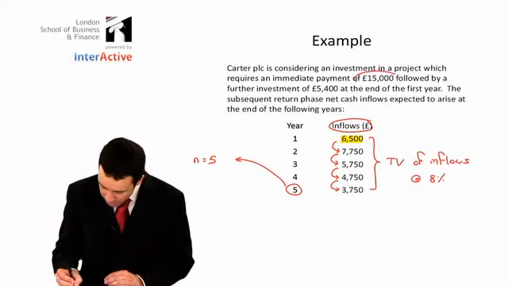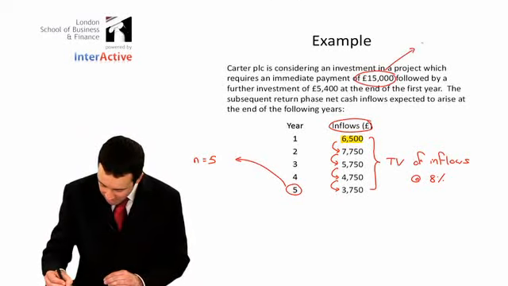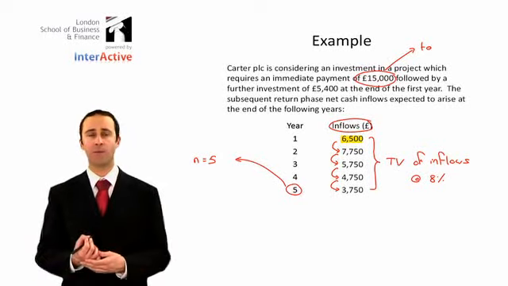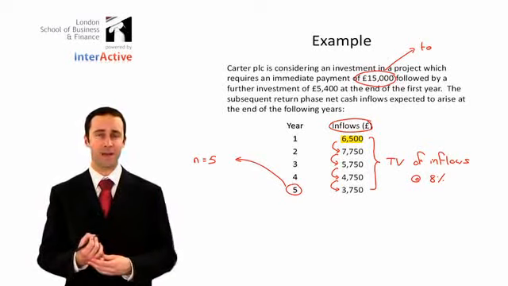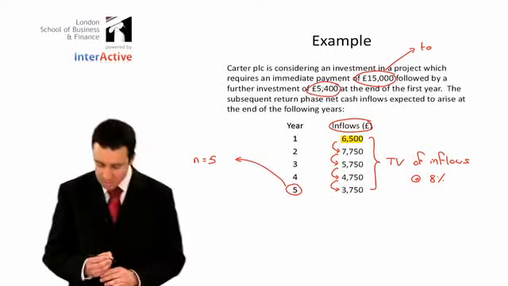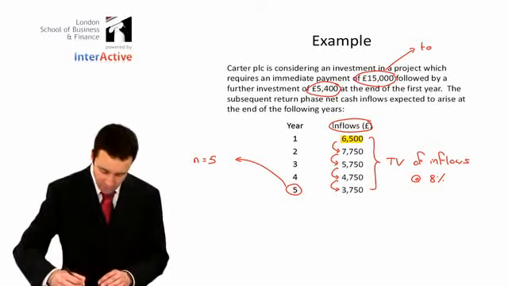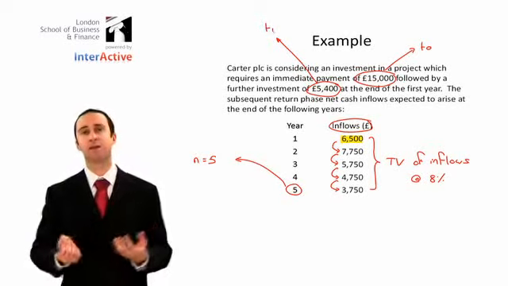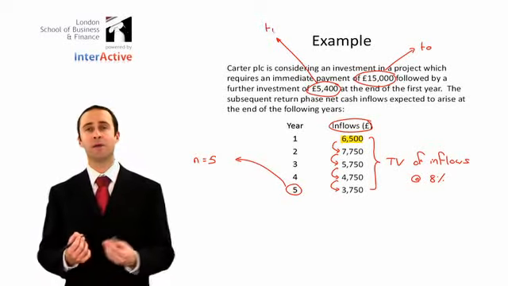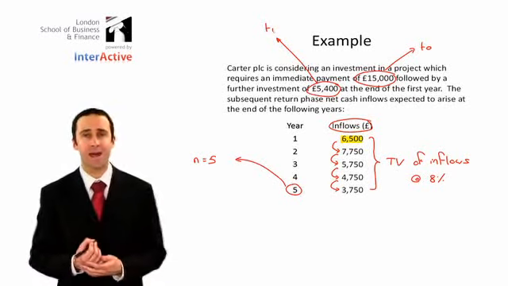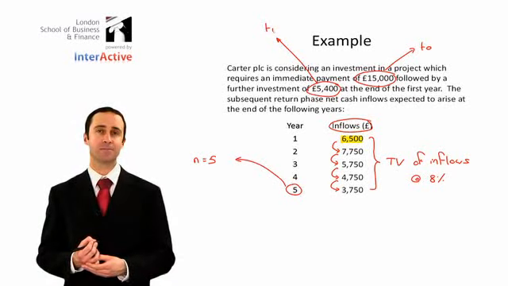We can then go through and look at the actual outflows. We have an immediate payment of 15,000, which is there at T0. So that's nice and straightforward to calculate the present value of the outflows. And what we have then is a further investment of 5,400, another outflow, which is at the end of the first year. So that is at T1. So it'll be needed to discount back to present value, again at the 8%.